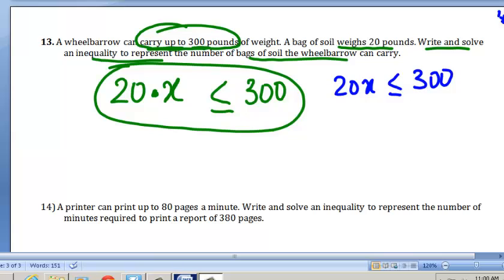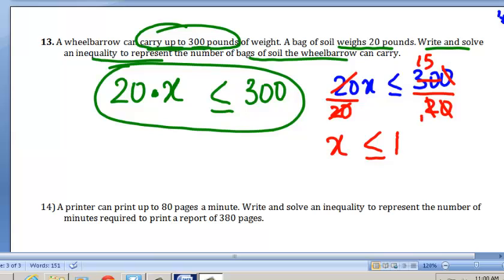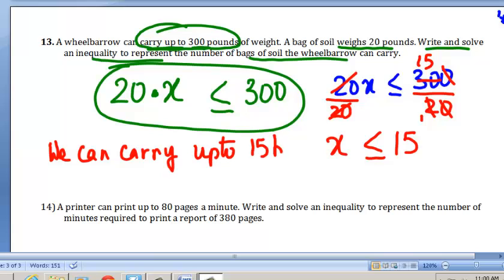Now this is being multiplied, so we are going to undo it by dividing on both sides by 20. Numerator, denominator cancel out. X is less than or equal to, I can cross out the zeros in the end, 2 goes once, 2 goes 15 times. So x is less than or equal to 15. So we can carry up to 15 bags.